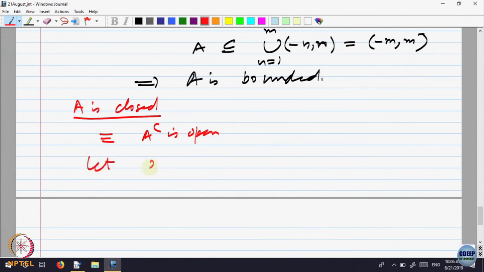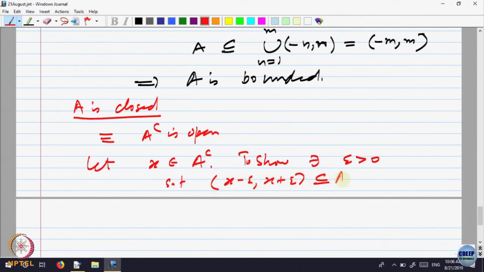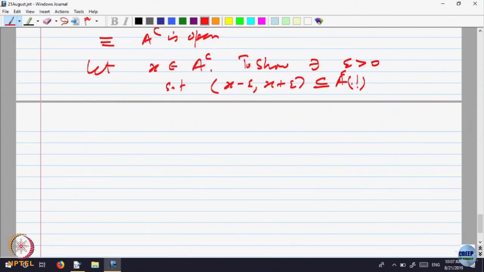So, for that, let us take a point x belonging to A complement. To show there exists some epsilon bigger than 0 such that x minus epsilon to x plus epsilon is contained inside A complement. So, that is what is to be shown. Now, how do I manufacture coverings from here? Every point I want to show this.